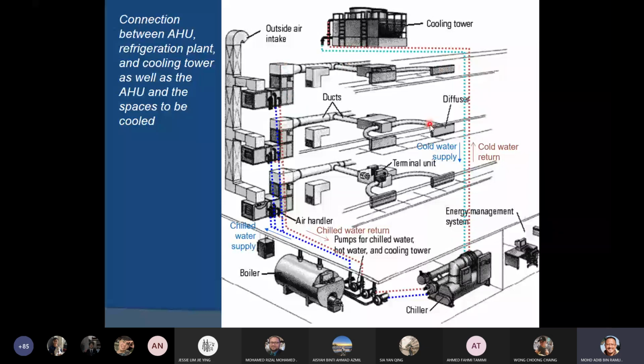So this terminal unit is basically the control system. Later on, I'm going to show you different control systems available for air conditioning systems. Some systems you cannot control, so whatever temperature is supplied from this chiller, all the rooms will get the same temperature. Sometimes you can control. You have this terminal unit where you can control the temperature so that different rooms or different spaces get different temperatures. Right.